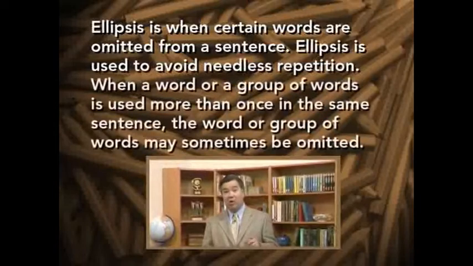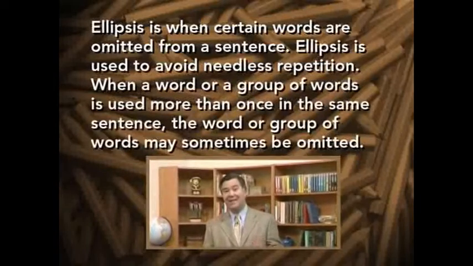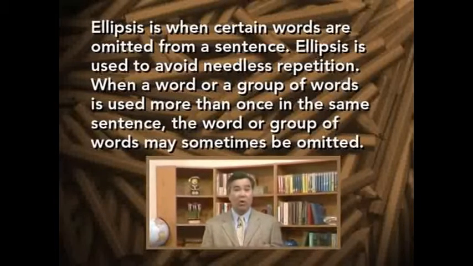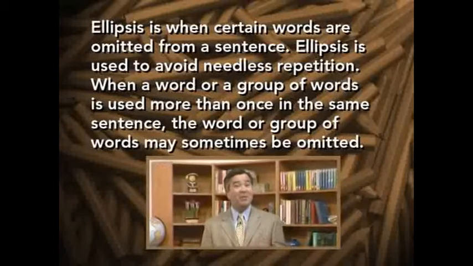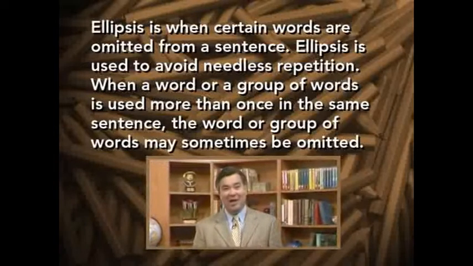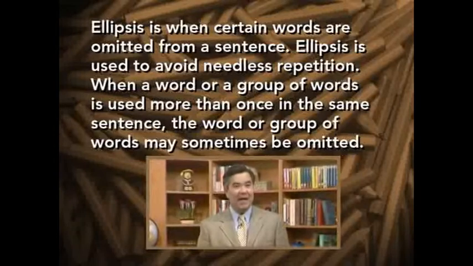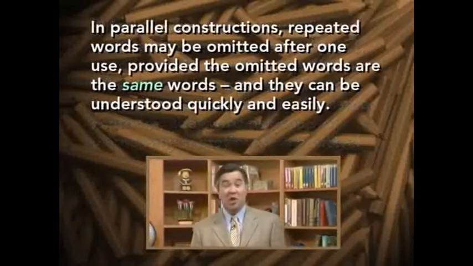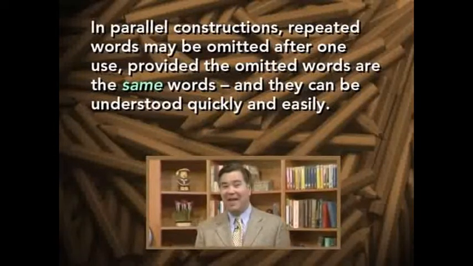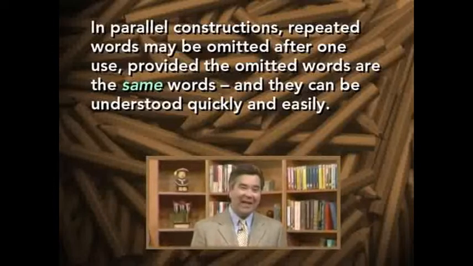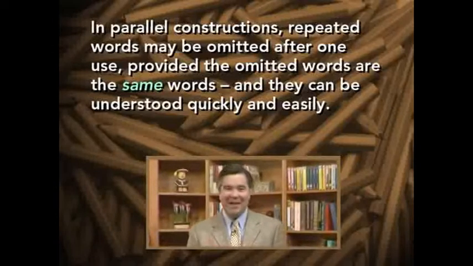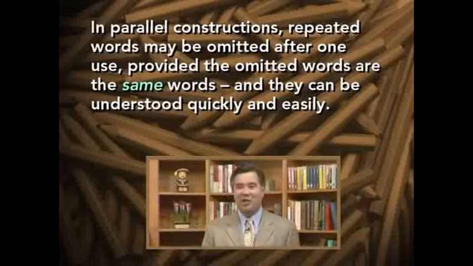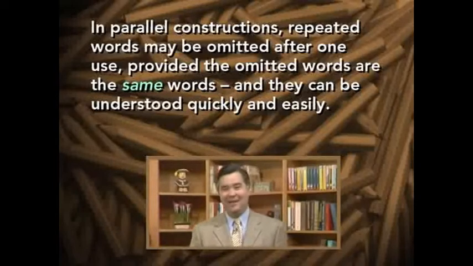Now, when a word or a group of words is used more than once in the same sentence, the word or group of words may sometimes be omitted, but this must be done correctly. In parallel constructions, repeated words may be omitted after one use, provided the omitted words are the same words and they can be understood quickly and easily.